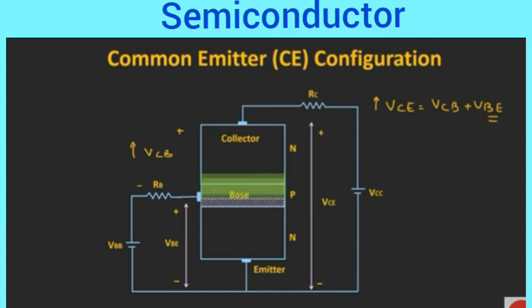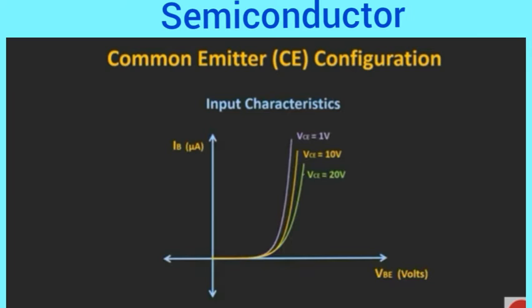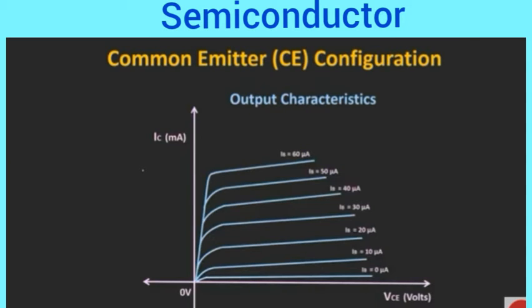Due to that, the effective base width will reduce, and the probability of recombination in the base region will reduce, so most of the electrons will get collected at the collector terminal. Due to that, the base current IB will reduce. So we can say that as the value of VCE increases, the base current IB will reduce. That is about the input characteristic.